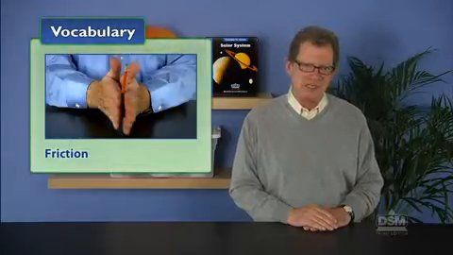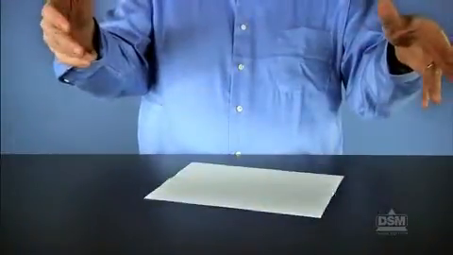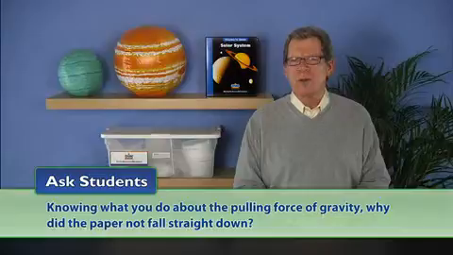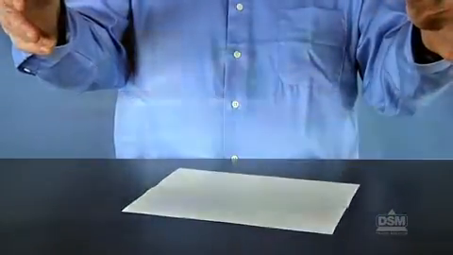Next, hold a sheet of paper horizontally and let it fall. Ask students, knowing what you do about the pulling force of gravity, why did the paper not fall straight down? Some students may realize that the air under the paper kept it from falling straight down. Describe to the class that when falling, the paper pushed against molecules of air, which caused friction against the paper.